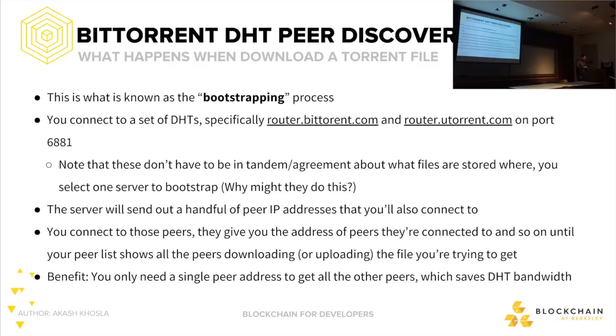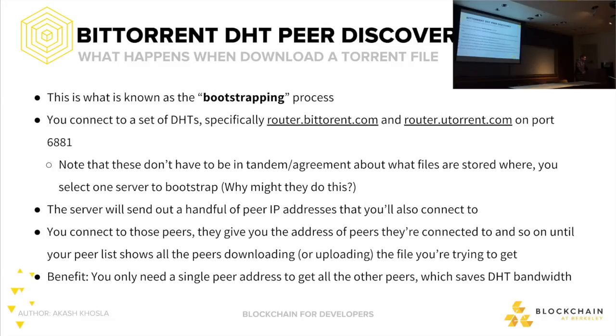So the bootstrapping process is like this. You connect to a set of DHTs. It's usually something like router.bittorrent.com or router.utorrent.com on this specific port, 6881. And these don't have to be in tandem about what files are stored where. They can actually have differing opinions about the DHT. So there's no direct consensus, but they can still communicate with each other on what files might be stored where. And I'll walk you through what that looks like.